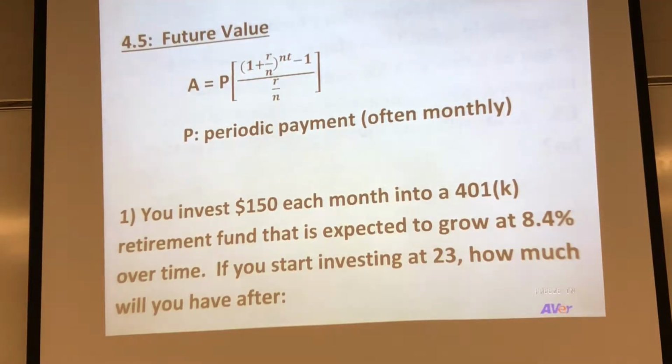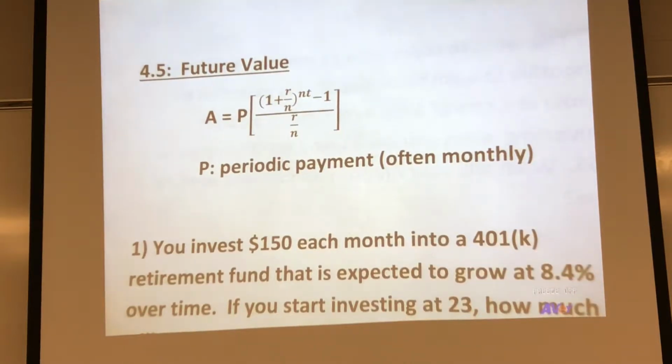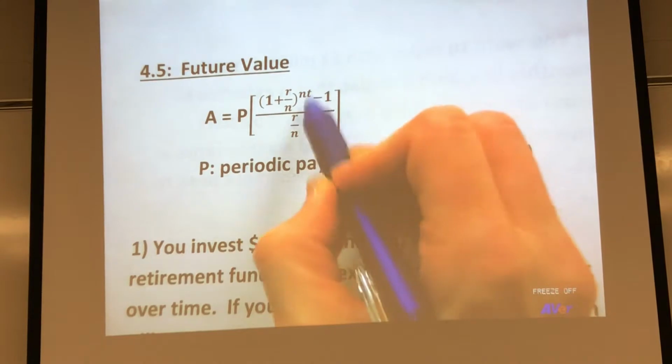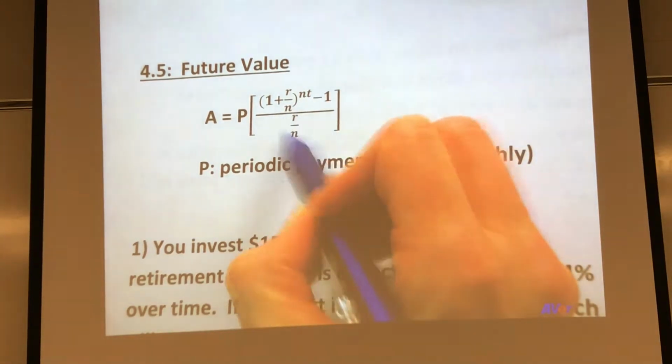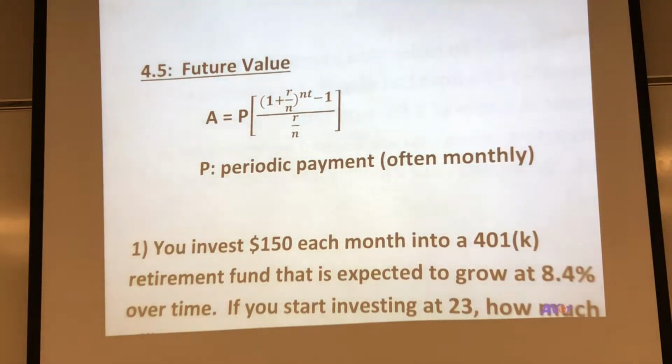The second part of 4.5 is finding the future value of money using a slightly different equation than we looked at before. You'll notice that the first part of this equation looks like the one from the first part of 4.5. It still has the P, it has the 1 plus r over n to the nt power, but now we have some additional things in there as well. The minus 1 wasn't there before, and this r over n wasn't there before. So P is going to stand for our periodic payment.